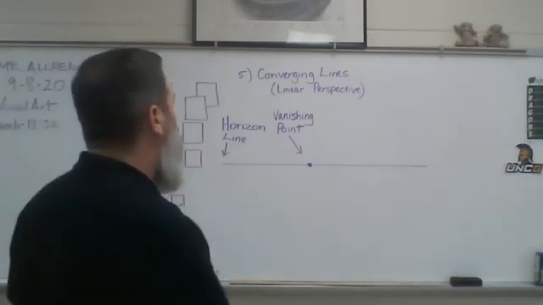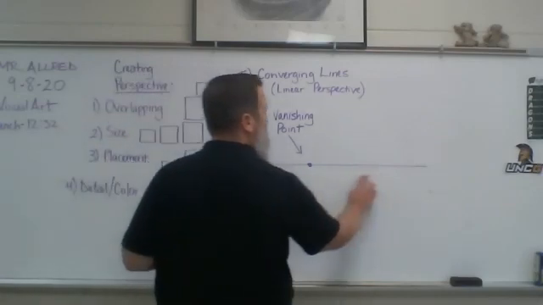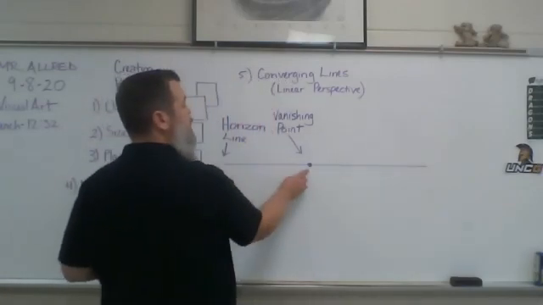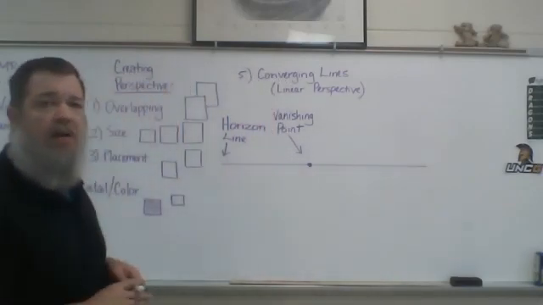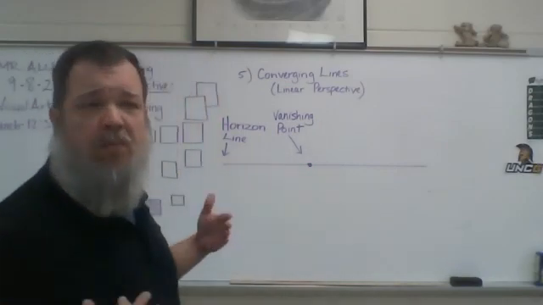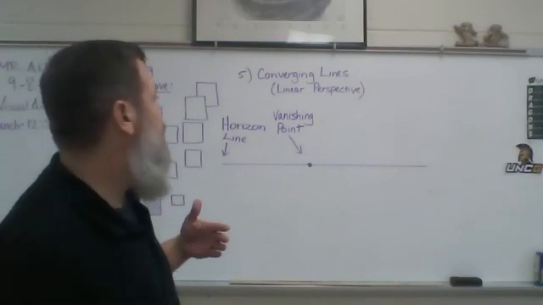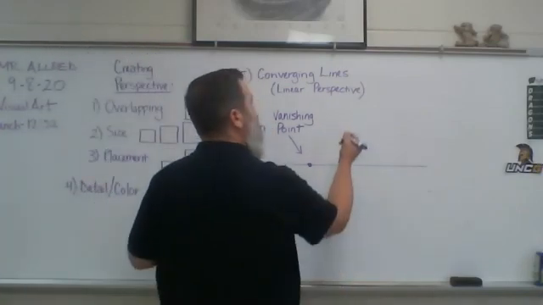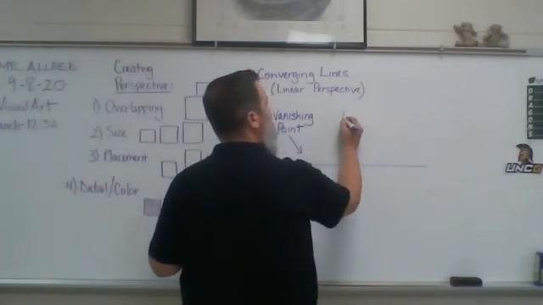So the first step is always a horizon line, then a vanishing point, right? That point is where all of your shapes are going to converge back to. Okay, let's see what I mean by that. We'll draw a geometric shape of some kind.